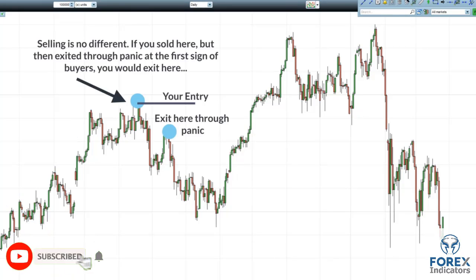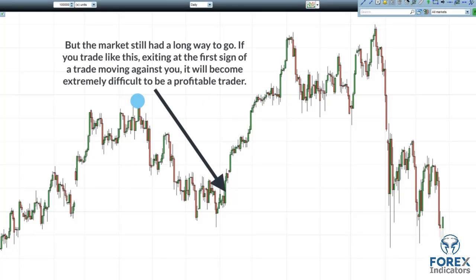That is why it is important to understand how and why markets move. Selling is no different. If you sold here, but then exited through panic at the first sign of buyers, you would exit here through panic. But the market still had a long way to go. If you trade like this, exiting at the first sign of a trade moving against you, it will become extremely difficult to be a profitable trader.